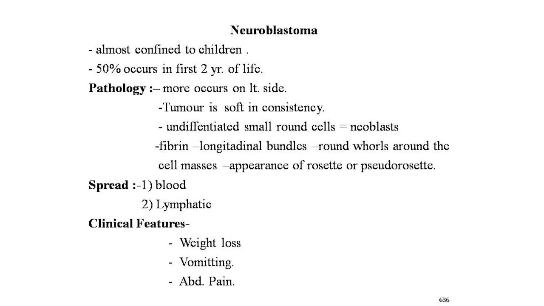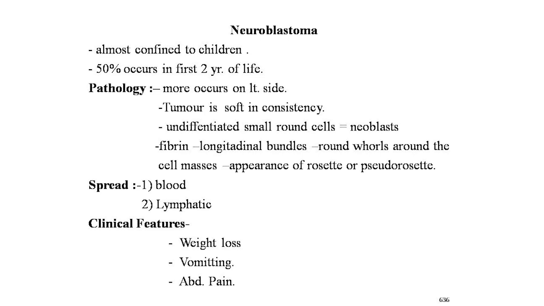Microscopically, the tumor is soft in consistency, with undifferentiated small round cells, neuroblasts, fibrils, longitudinal bundles, round holes around the cell masses, and the appearance of rosettes and pseudorosettes. Now this neuroblastoma spreads by two routes, blood spread and lymphatic spread. Blood spread metastasis is quite common, particularly to the bones 30%, liver 20%, skull and brain 11% and lungs 9%. Lymphatic spread usually occurs late. Regional lymph nodes are involved in 25% of cases only.